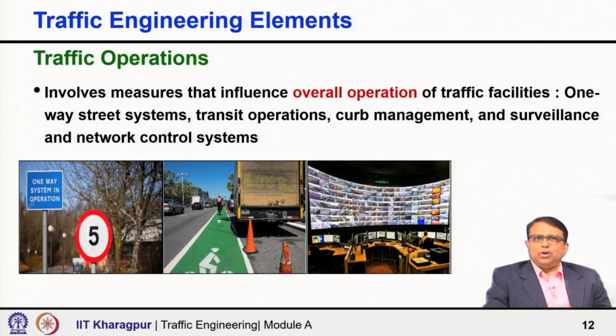Then the overall traffic operation involves measures that influence overall traffic operation facilities. A traffic engineer has to make many decisions, such as one way streets: when and how you do it, why you do it. The decision has to come from the traffic engineers, right. Then transit operations: which will be the route, and what kind of priority to be given if required. Then how the overall curb management is to be done, where parking should be allowed, where it should not be allowed. And overall network control: whether the signals will operate as isolated signals or as coordinated signal systems to move the traffic along certain priority corridors. So all such decisions related to traffic operations are to be taken by the traffic engineer.